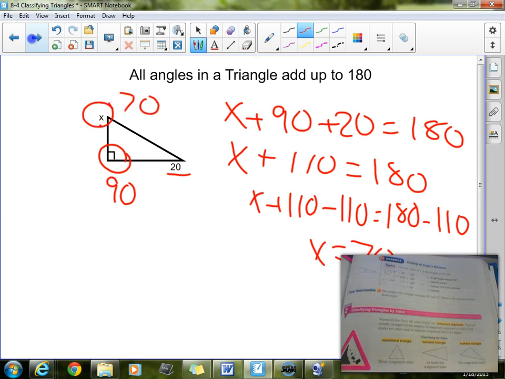I figured that out because I know that all angles in a triangle add up to 180 degrees. That is a very, very helpful thing.